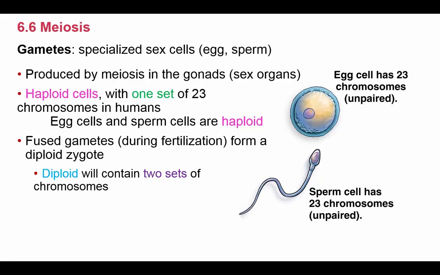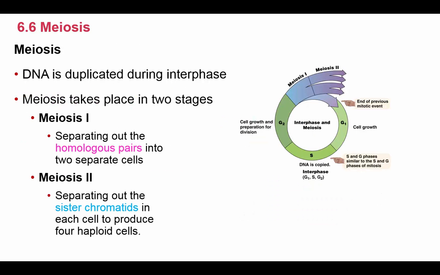We use the term diploid to describe having both sets of chromosomes. So we say that a zygote is diploid because it contains two sets of chromosomes, one that came from the mother, the other that came from the father. So let's look at how these gametes are actually produced. It's a process called meiosis.